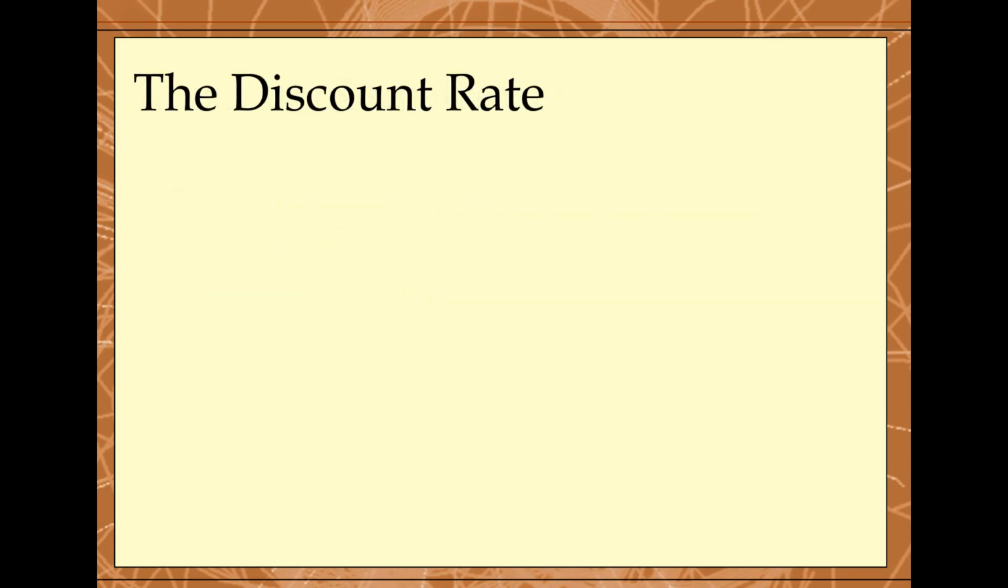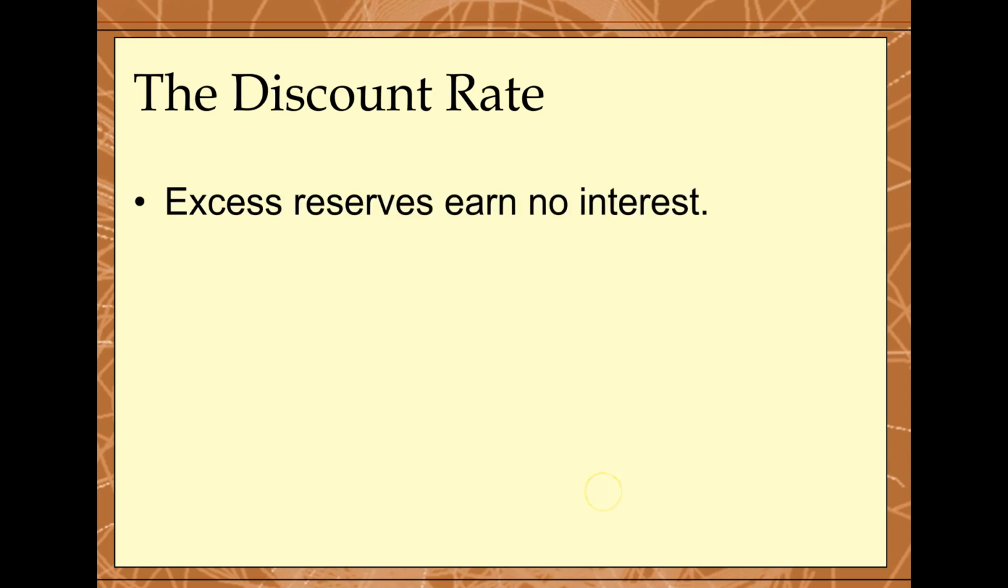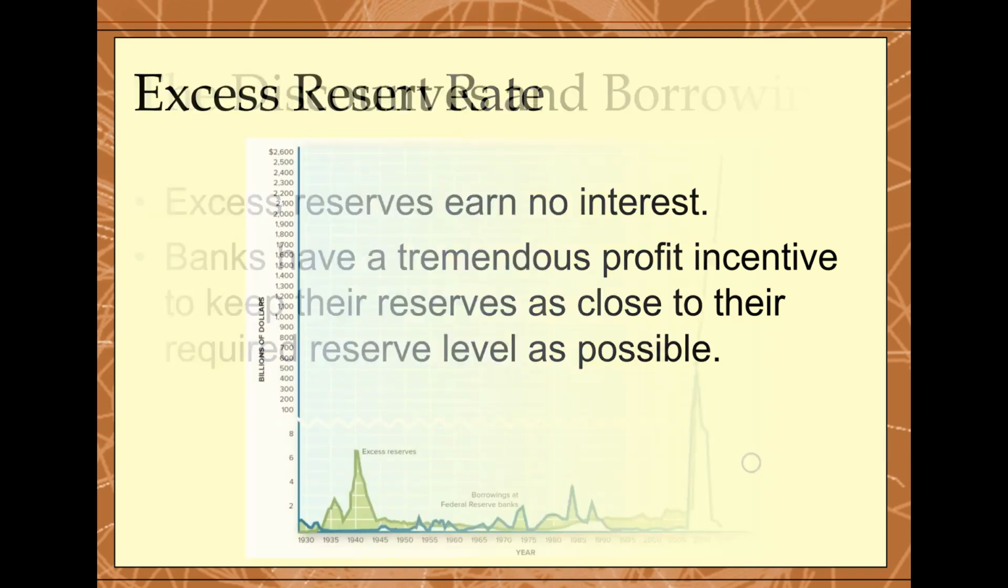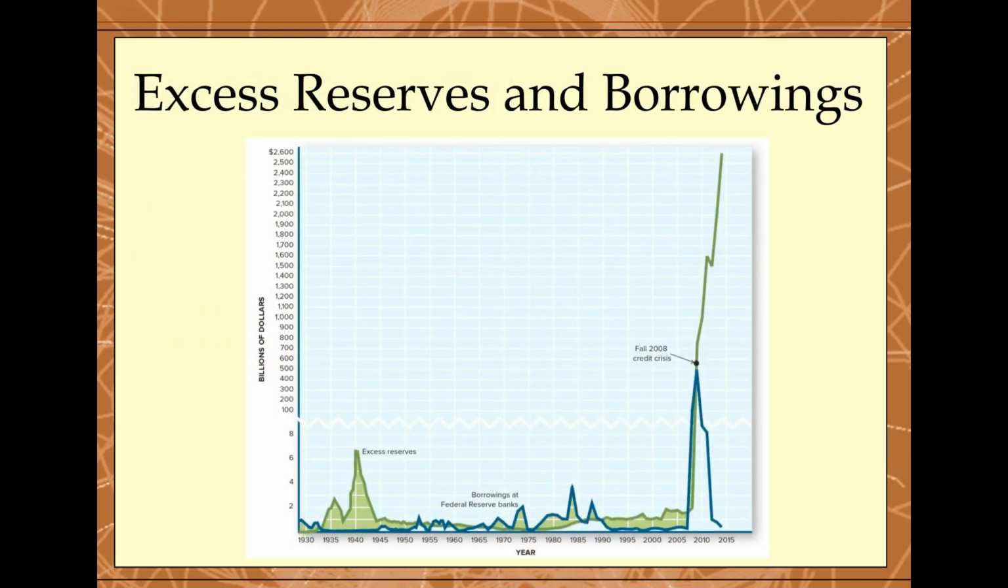Now, another tool that they can use is that the Federal Reserve can actually loan money to banks. Banks have a tremendous amount of profit incentive to keep their reserves at close to their reserve requirement levels, because previously bank reserves did not generate any interest for the bank. It's like money collecting dust in their vault. Well, if banks needed to borrow money because they're running low on excess reserves, they could borrow money from another bank, or they could borrow money from the Federal Reserve.